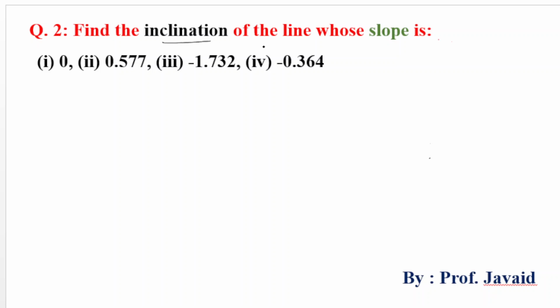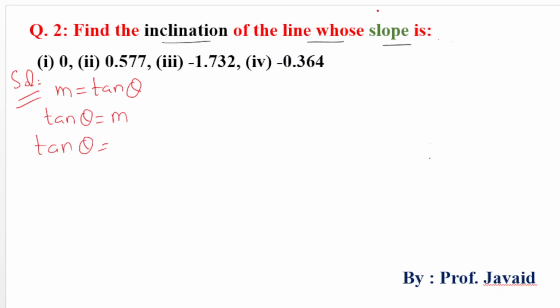Find the inclination of the line whose slope is given. Okay, now we have to find the inclination and the slope is given to us. For that reason, let me tell you what is given to us. Okay, we are writing the formula m is equal to tan theta. So now if I write it like this, tan theta is equal to m, no problem, because I want to solve on the right side. So this is the slope.